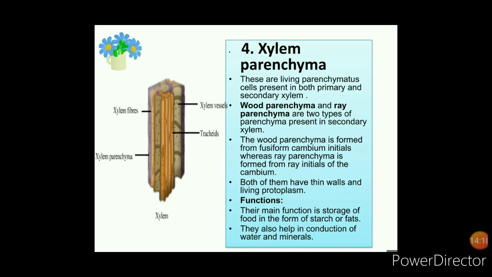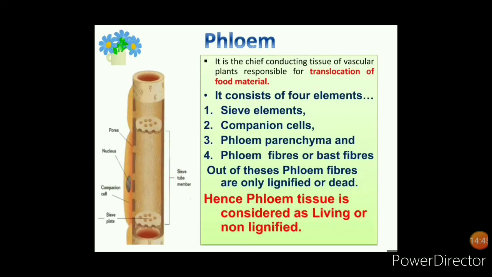Wood parenchyma and ray parenchyma are the two types of parenchyma present in secondary xylem. The wood parenchyma is formed from fusiform cambium initials, whereas the ray parenchyma is formed from ray initials of the cambium. This xylem parenchyma is the only living material in the xylem, and the remaining three are dead tissues.